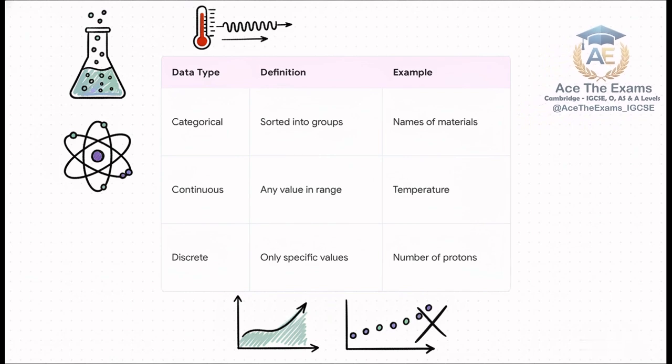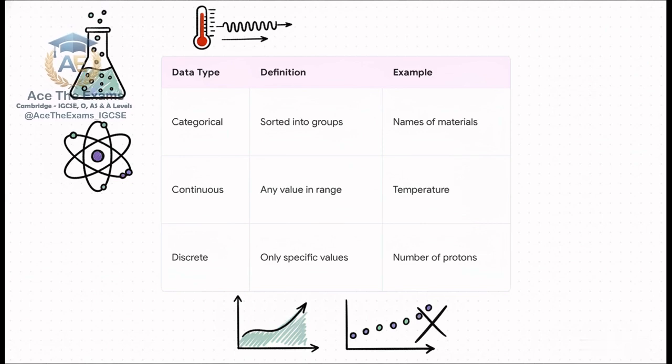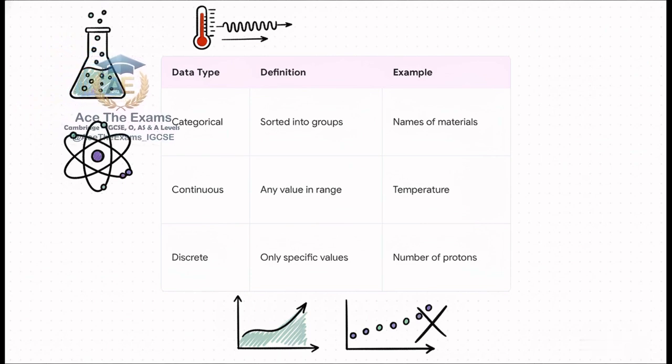Continuous data can take any numerical value within a range, like a temperature reading or a spring's extension, allowing for all sorts of decimals. Discrete data, though, can only take specific, usually whole values, like a number of protons or the number of discrete weights you add. And here's the kicker. If you plot discrete data on a continuous line graph incorrectly, the examiner will penalize you instantly.